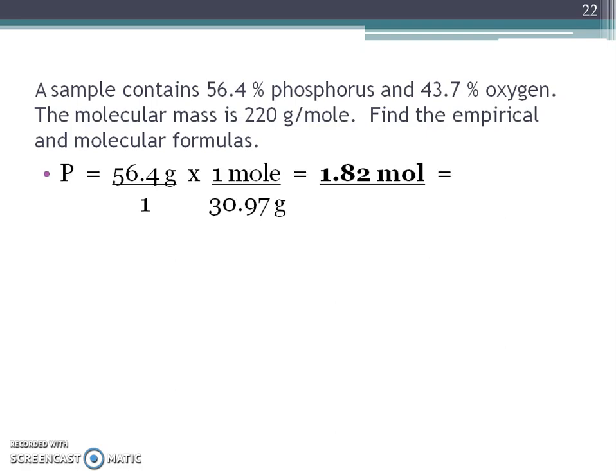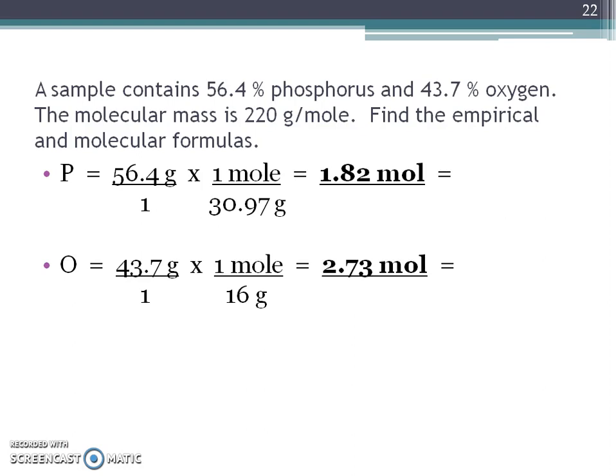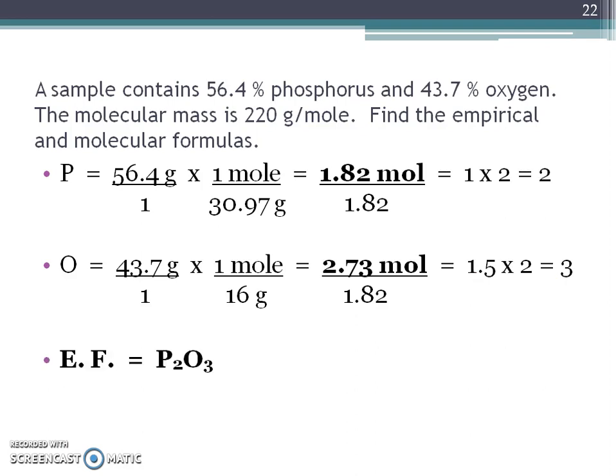So there's part of it, there's the phosphorus part, and there's the oxygen part. If you didn't get that so far, go back and try to rethink what you're doing. Then we look at our mole numbers, and we have to divide by which one's the smallest. So we're going to divide by the 1.82, and we're going to get the 1 to 1.5. There's no such thing as 0.5 of an atom. So what do we got to do? Multiply both by 2 to get whole numbers. So our empirical formula is P2O3.